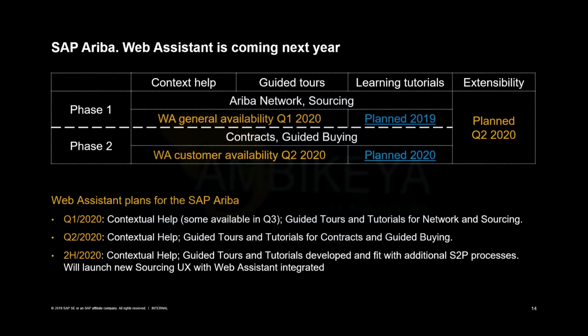Believe me, providing Web Assistant support for Ariba is one of the higher priorities, but that's not available today, and it won't be until early next year. So when customers are asking about Ariba, you can say this is absolutely part of the focus for the beginning of 2020. It's not available today, but this is on the immediate roadmap.